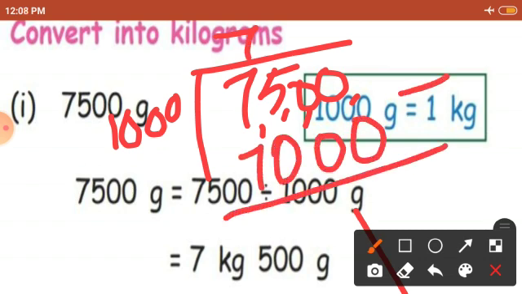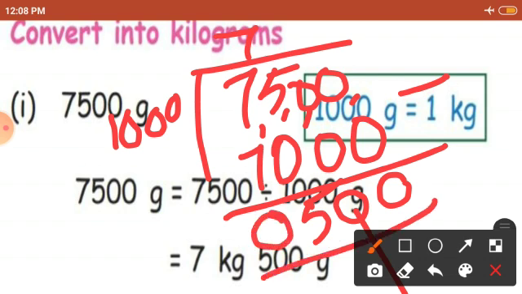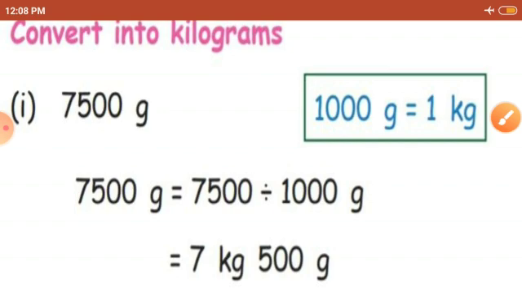Subtract this, 0 minus 0, you will get 0. 0 minus 0, you will get 0. 5 minus 0, you will get 5. And 7 minus 7, you will get 0. So what you got now actually? 7 is the quotient and 500 as the remainder, right? So this 7 is in kilogram. So when you are writing the answer, the quotient will become kilogram. It is 7 kilogram and the remainder is in which one? Gram. So it is 500 gram. So what's the answer you got? You will get the answer as 7 kilogram 500 gram.